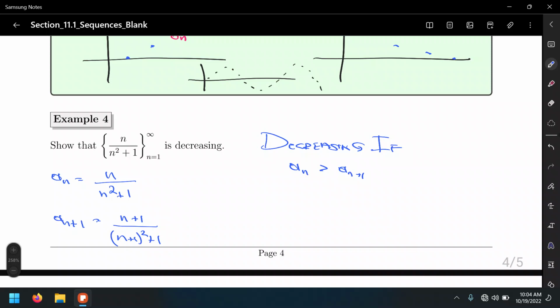So we're going to set up this inequality. That is a sub n greater than a sub n plus 1. In other words, n over n squared plus 1, is that greater than n plus 1 over n plus 1 squared plus 1? Is this inequality true?